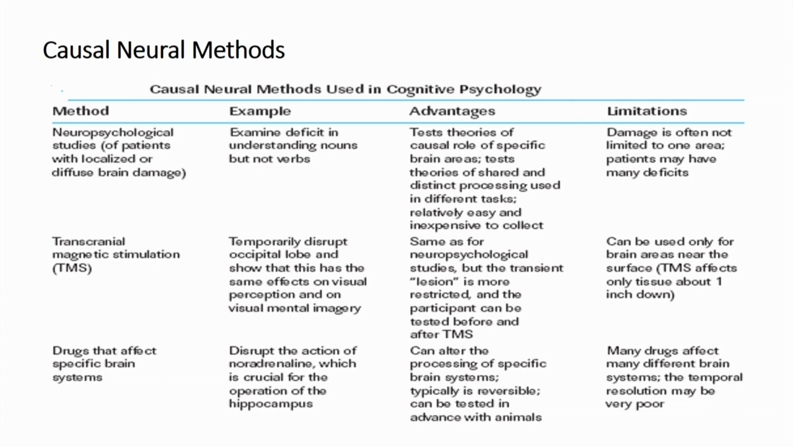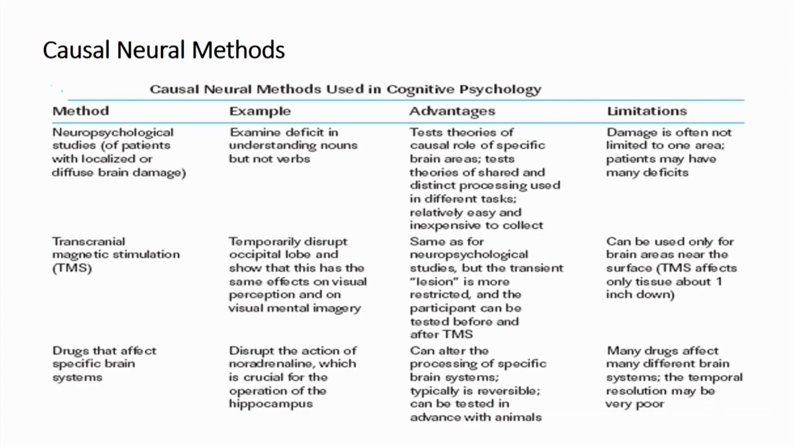An example could be a deficit in understanding how nouns and verbs are processed. People who have a deficit in this area, if you give them a noun and a verb, since it is a deficit, will show no activity, whereas people who do not have deficits will show different activity, and that is enough to say that this area is responsible for the particular kind of act being required. The advantages of this method are testing theories of the causal role of specific brain areas, testing theories of shared and distinct processing used in different tasks, and it is relatively easy and inexpensive to collect.